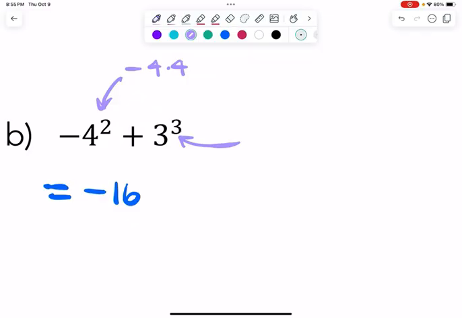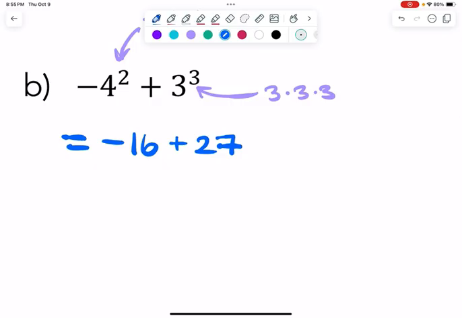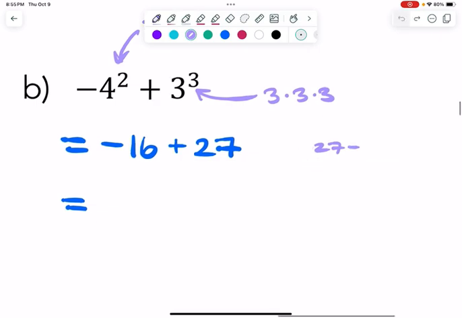3 to the power of 3, or 3 cubed. In our heads, we're thinking that's 3 times 3 times 3. So on the paper, we're writing that 3 times 3 times 3 is 27. Now that we've got it as -16 plus 27, we just need to figure out what that number is. If you want, you can think of it as 27 minus 16, because that's the same. Positive 27 minus 16, same terms, just switch the order. Regardless of how you get there, we do need to get that, which is 11.